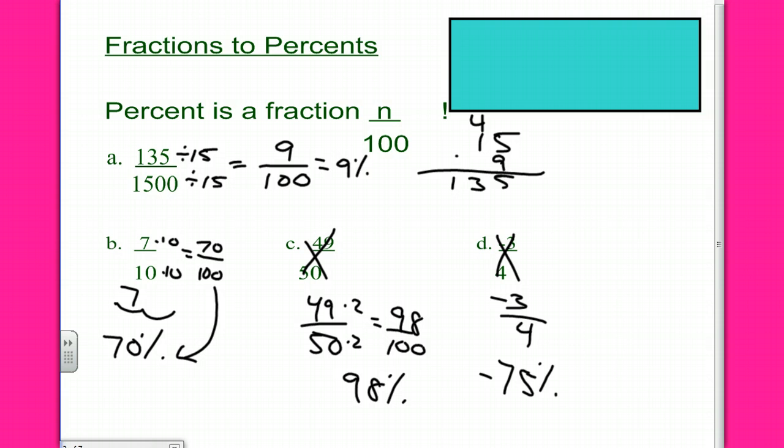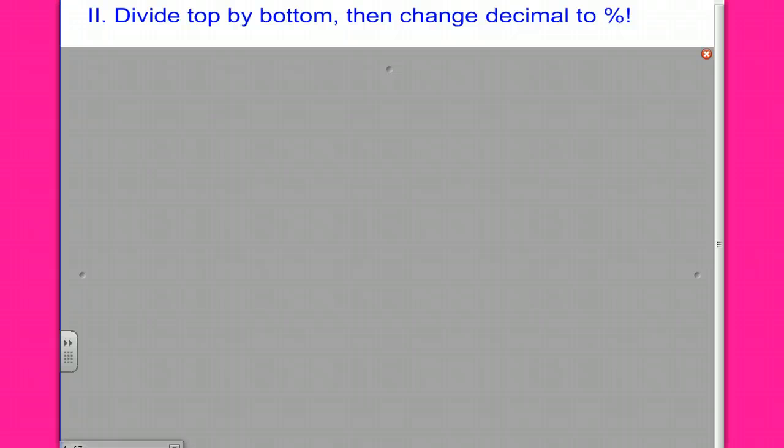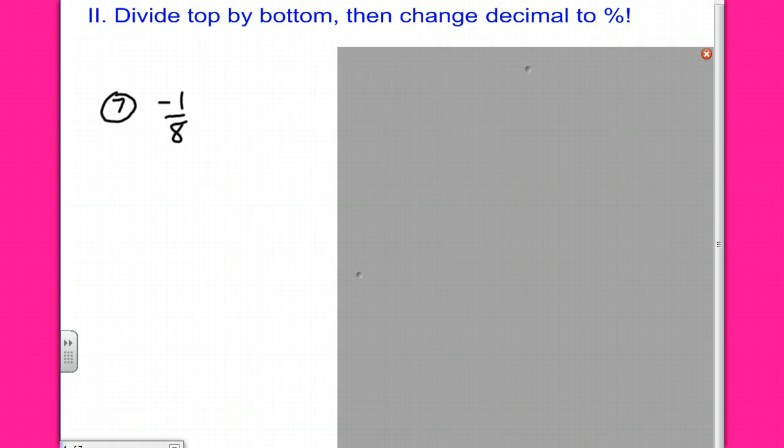Okay, very good. That was the blowing up. This is just an opportunity to say you could divide the numerator by the denominator and change that decimal to a percent. So this fraction is not easy to blow up and find a denominator of 100. 8 doesn't evenly go into 100. So here's a case where we can use division. Fractions are division. So we're going to go ahead and do some long division this time.